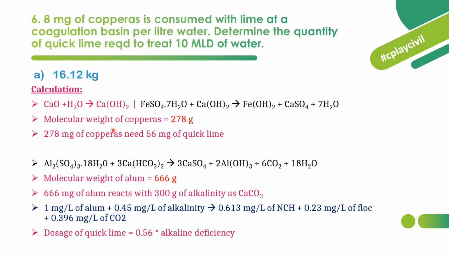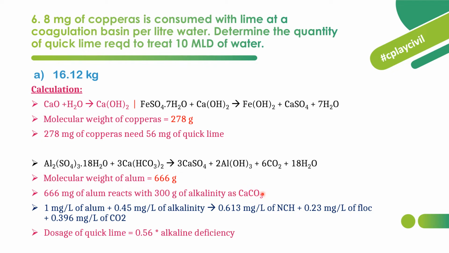Now we shall see the same as we have seen for Copperas. The molecular weight of alum is 666, and this 666 reacts with 300 of alkalinity as CaCO3. Why are we taking CaCO3?